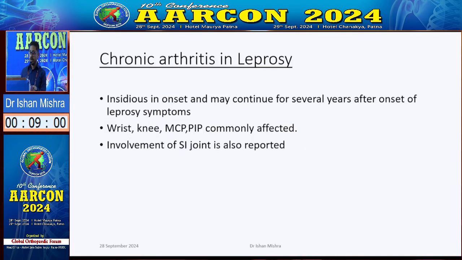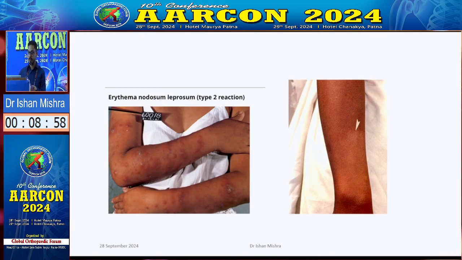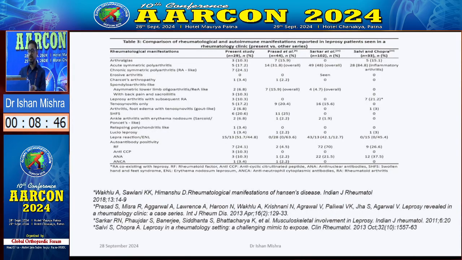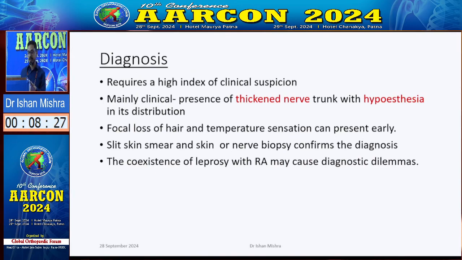The clues to diagnosis are obviously some hypopigmented macules with no sensation, a loss of temperature sensation, and obviously the classic leprosy rash. There have been 4 or 5 major studies from India, and these are the various manifestations which they have seen in leprosy patients. Many of these patients have come out to be quite a minority only, but they are RF and anti-CCP positive. Diagnosis: high index of clinical suspicion, presence of thickened nerve with hypoesthesia will clinch the diagnosis.